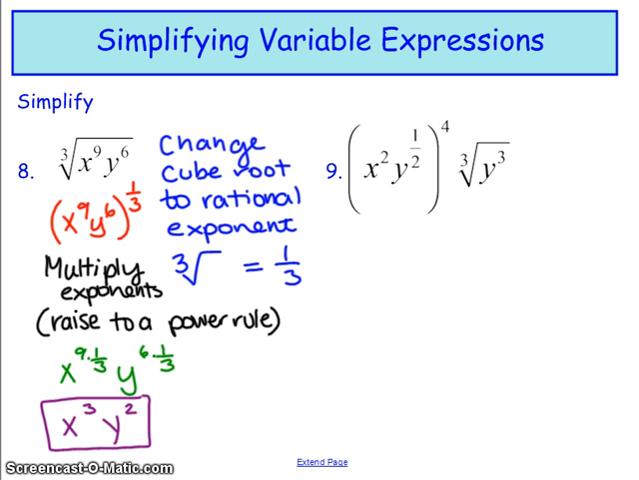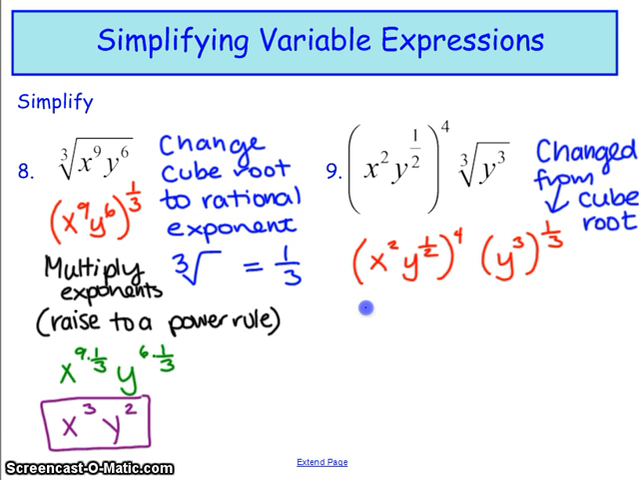We're going to take the same tactic with number 9. We don't need to do anything to the first parentheses just yet because there aren't any radicals to change into exponents. So I'm just going to rewrite x squared, y to the half, all to the 4th. But I'm going to change the y cubed under the cube root to y to the 3rd to the 1/3 power. So now to simplify, I need to do my powers. So I need to multiply my exponents.